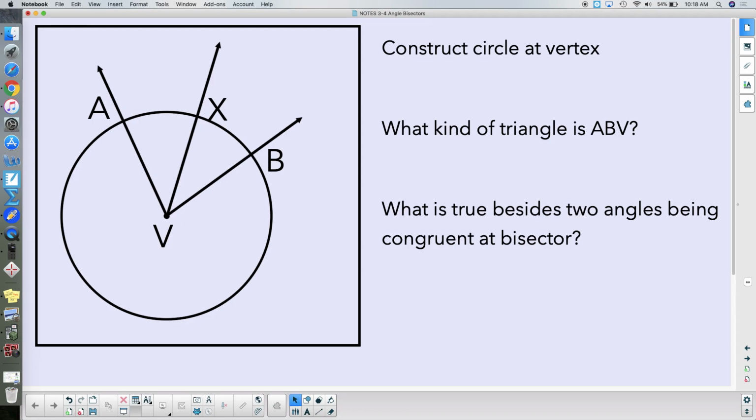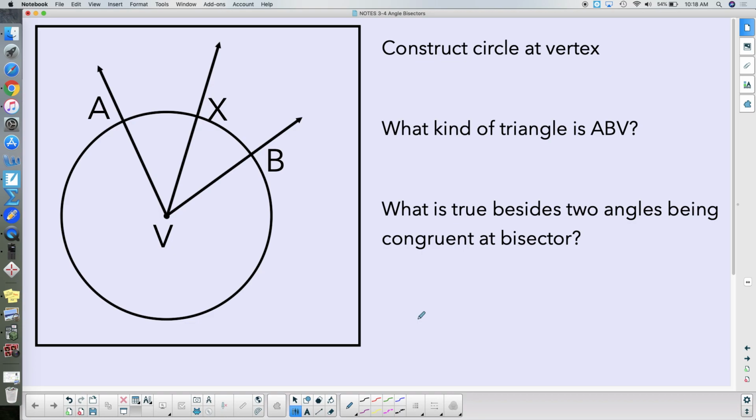So you would want to construct with your compass a circle at the vertex of your angle. So you can see in my picture that I've got this circle called circle V at the vertex, or at the center. Okay, and that's what we need to start with your compass. So would you go ahead and do that? And again, pause the video where you need to.